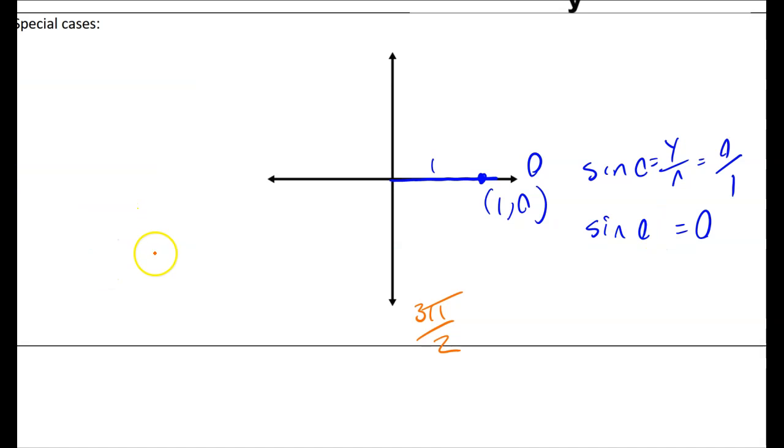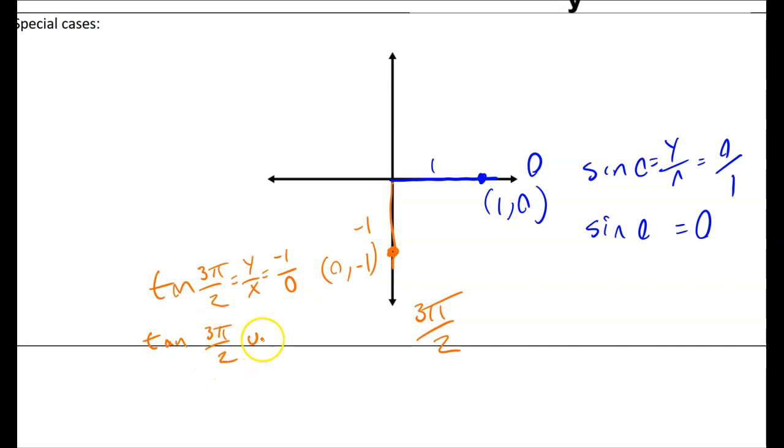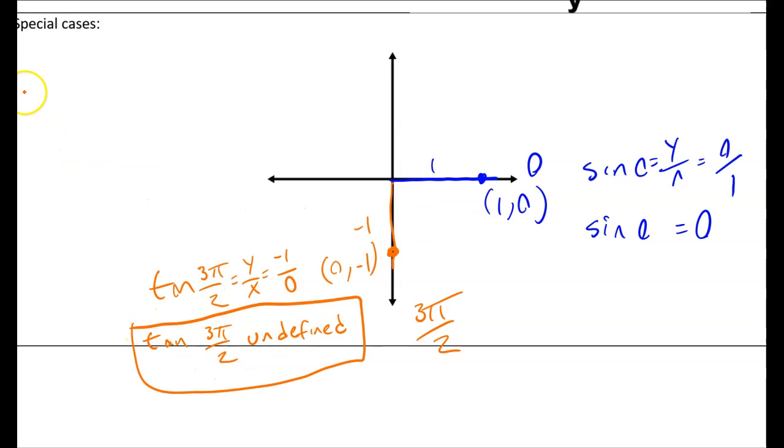Same thing over here. If I draw a line segment, it'd be convenient to make this 1, but it's got to be a negative 1, right? So this would be the point 0 comma negative 1. And then tangent of 3 pi over 2 would be y over x, which would be negative 1 over 0. So tangent of 3 pi over 2 is undefined. And there we have it. Now we can consider trig ratios of any angle related to our special angles.